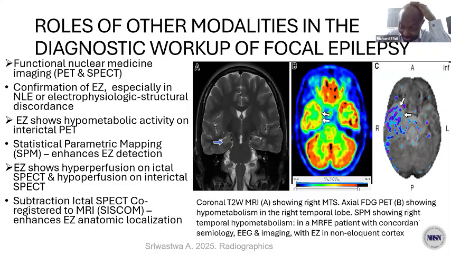Now, this case is a little interesting case, because it's a case of mesial temporal sclerosis in a patient with concordant seizure semiology and EEG. And functional MRI was actually done for this case, with the non-eloquent area being in the area of the epileptogenic zone. So because the non-eloquent area is here, which means the eloquent area is remote from this epileptogenic zone, this patient had surgical resection and became seizure-free afterwards.